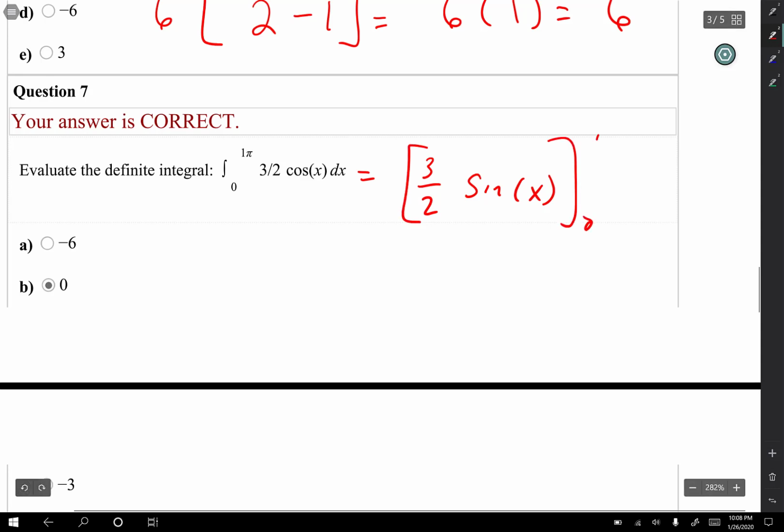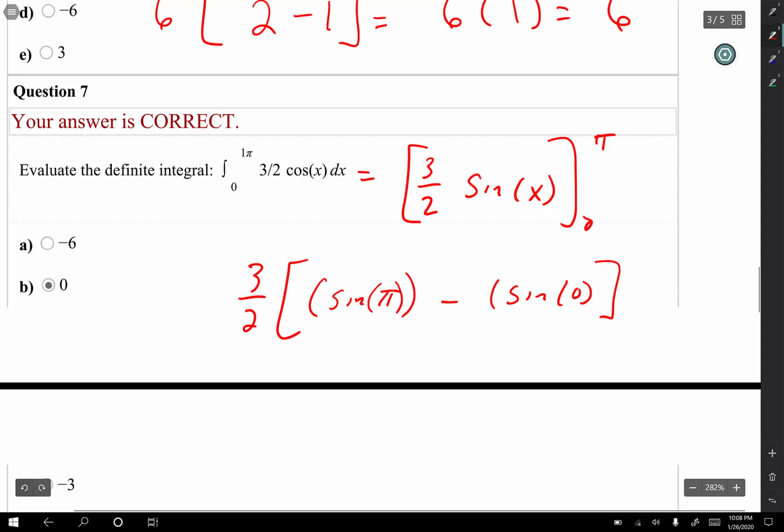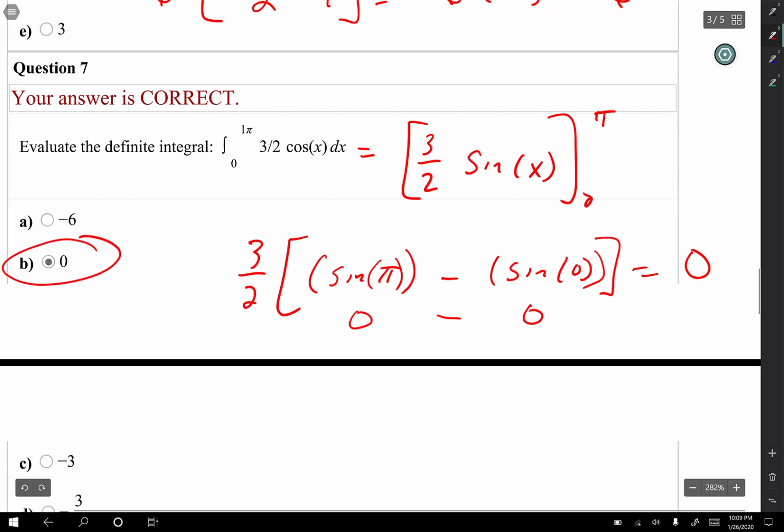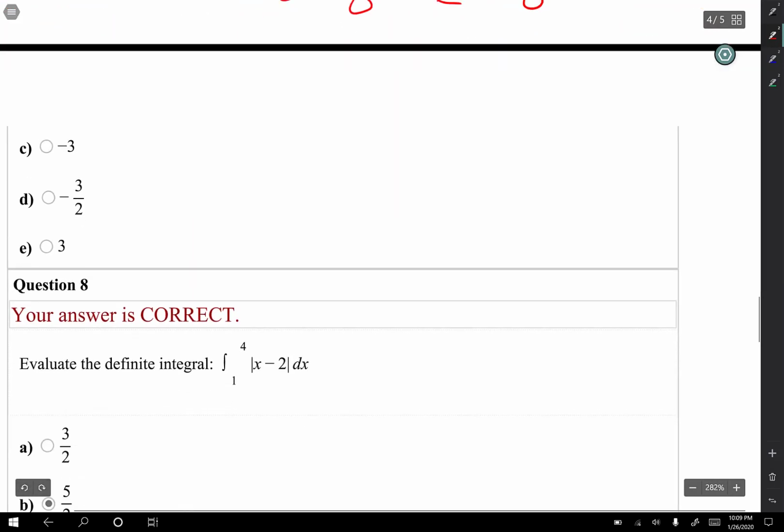And then I just go 0 to pi, and I say, okay, I'm going to factor out the 3/2 just in case. All right, so here we go. Sine of pi minus sine of 0. And I guess to be technically correct there. Sine of pi is 0, and then sine of 0 is again 0. So you get 0 times 3/2, so I get 0 again. There we go. Let's go to the next one.